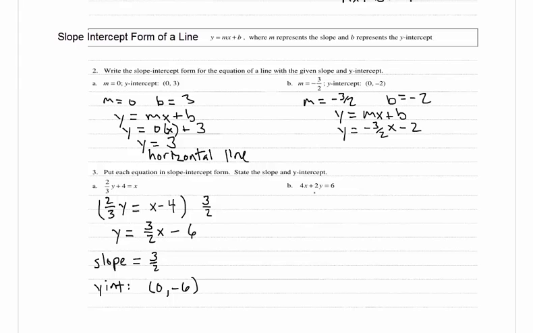In B, we have 4x plus 2y is equal to 6. So the first thing I'm going to do is subtract 4x from both sides. So I get 2y is equal to negative 4x plus 6. And now I'm going to divide both sides by 2, and I get y is equal to negative 2x plus 3. So I have a slope equal to negative 2, and I have a y-intercept of 0, 3.